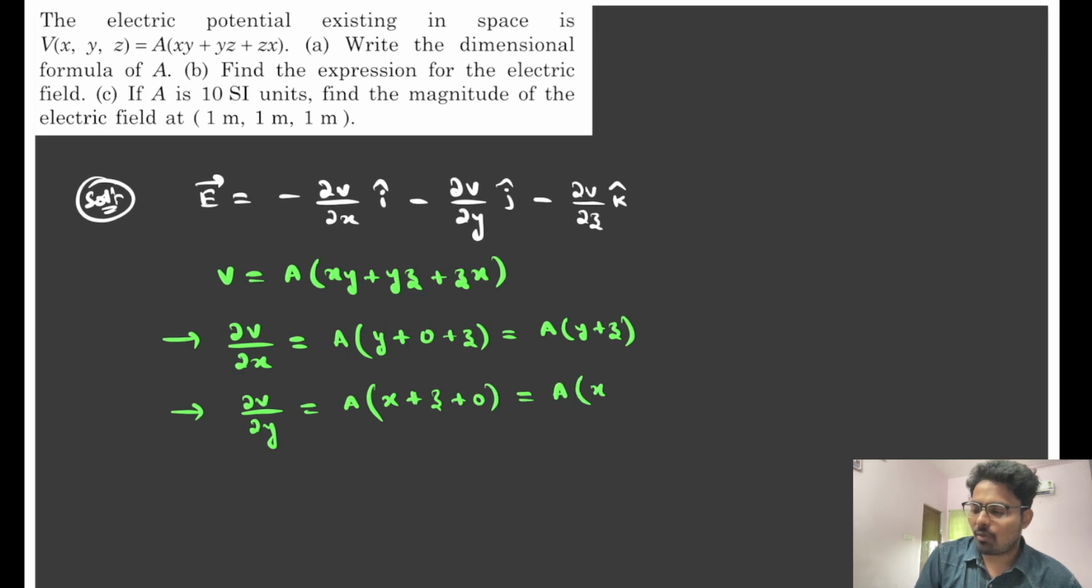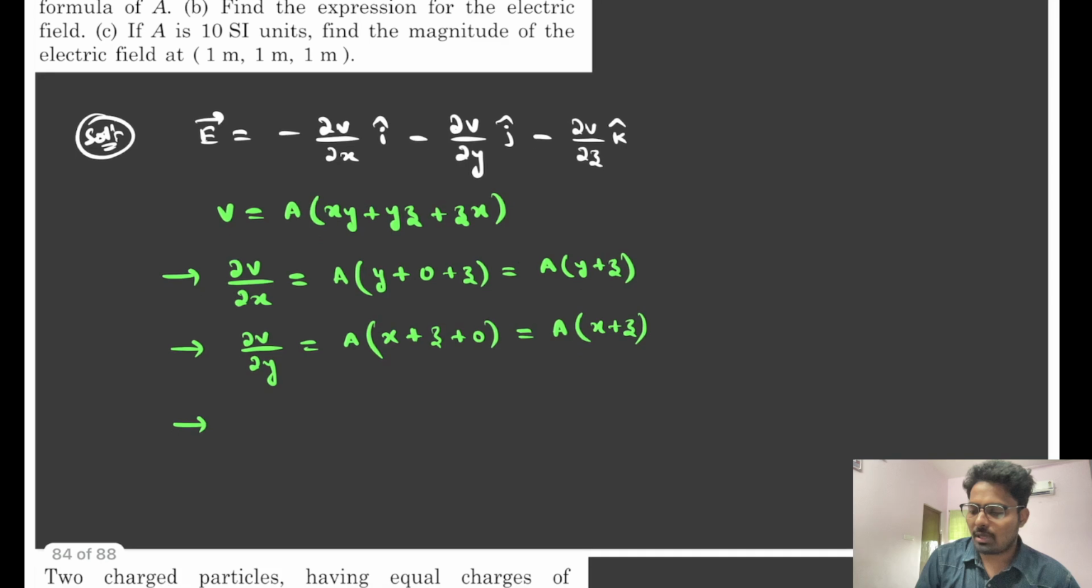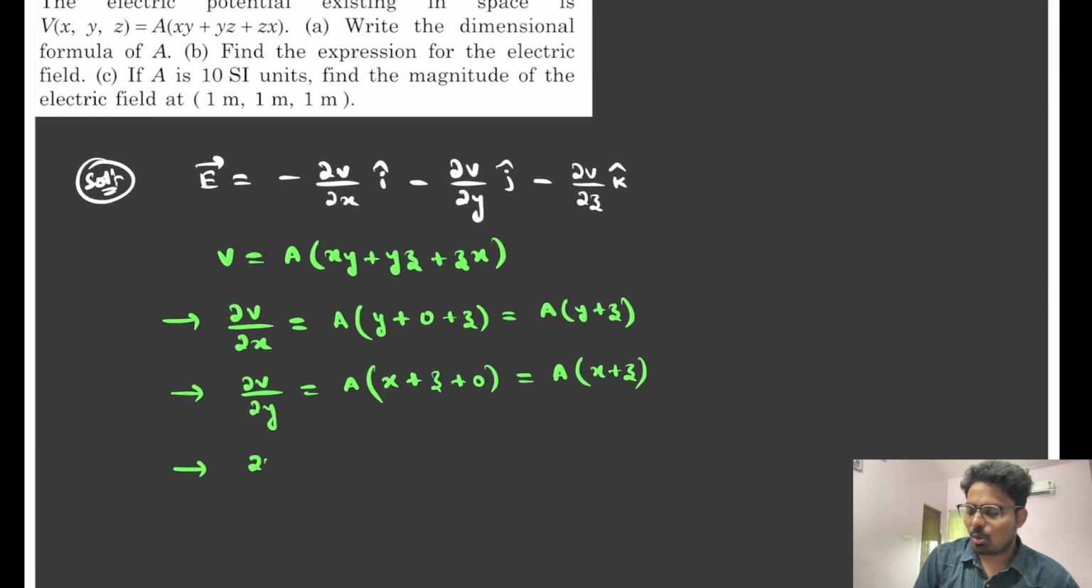So therefore A of what? A of X plus Z. And the final term that you need to find is ∂V/∂Z. In the XY term there is no Z, so you will be getting differentiation as 0, in YZ you will be getting Y, and in XZ you will be getting X. So therefore A of what? A of X plus Y.